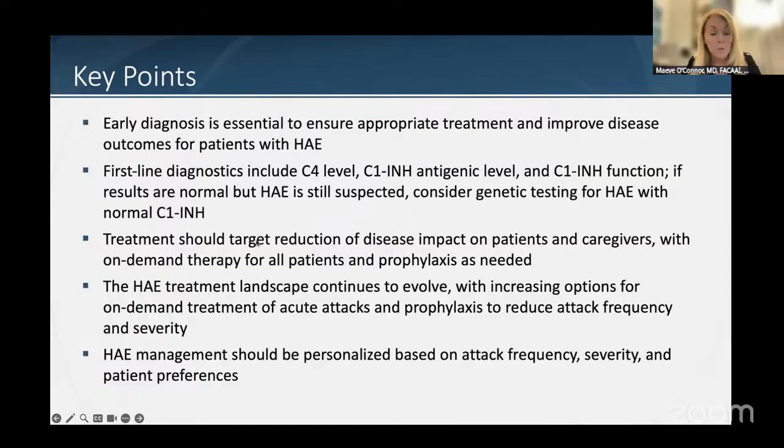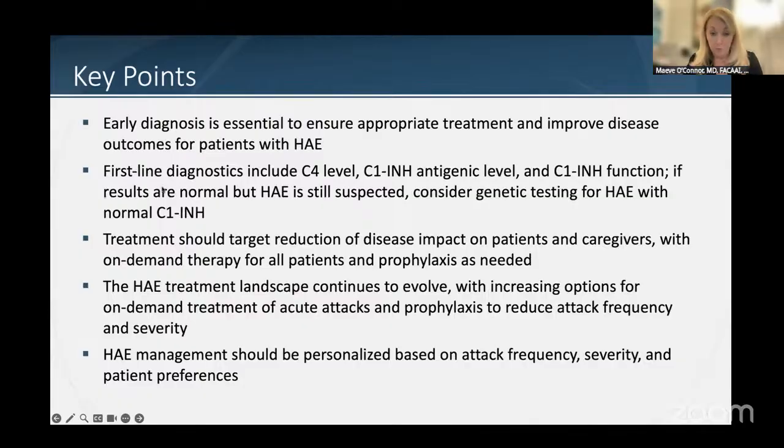And if these are normal, but you really still have a high index of suspicion for hereditary angioedema, consider genetic testing for HAE with normal C1 inhibitor. And as Dr. Kalinsky did very well with this patient, treatment should target reduction of disease impact on patients as well as their caregivers, and on-demand therapy should be for all patients and prophylaxis as needed.